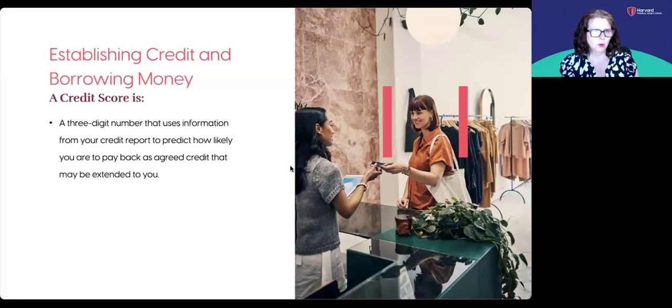All right, so what is a credit score? A credit score is a 3-digit number that uses information from a credit report that is compiled by what are known as credit bureaus. And they are used by places that issue credit cards or issue loans, mortgages, etc. And they give information about how likely they think it is that you're going to pay back, as agreed, any credit that's extended to you.